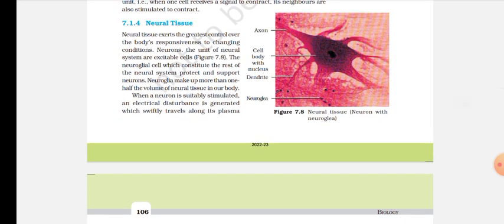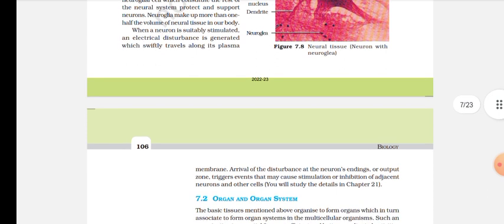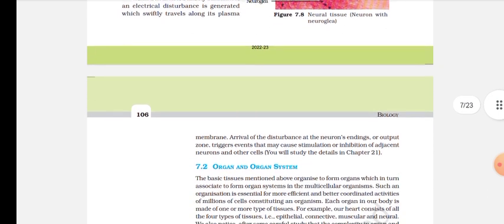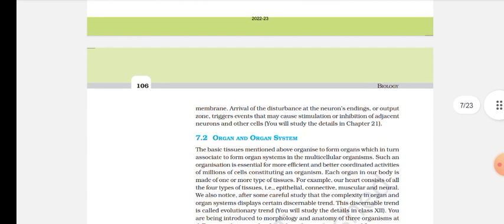When a neuron is suitably stimulated, an electrical disturbance is generated which swiftly travels along its plasma membrane. Arrival of the disturbance at the neuron's ending or output triggers events that may cause stimulation or inhibition of adjacent neurons and other cells. We will study this in detail in chapter 21.